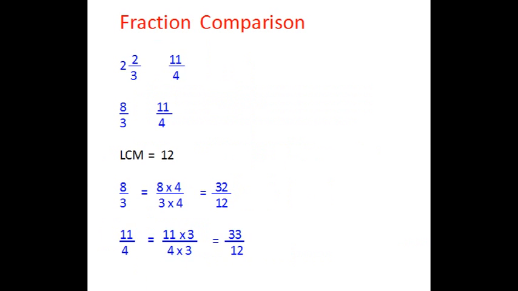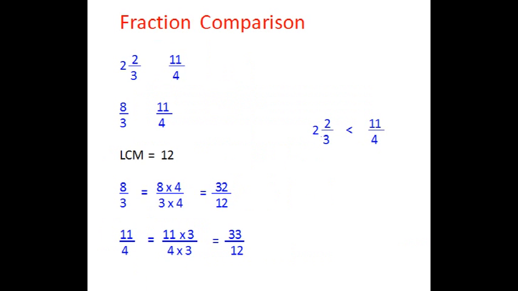Let's look at the other one, 11 over 4. Now we multiply the denominator by 3 because we want the denominator to be 12, so we also need to multiply the numerator by 3. So 11 3's are 33, 4 3's are 12. The equivalent fraction is 33 over 12. Now when you compare these two, you know that 33 over 12 is greater than 32 over 12. That means 11 over 4 is greater than 8 over 3. That means 11 over 4 is greater than 2 and 2 over 3.